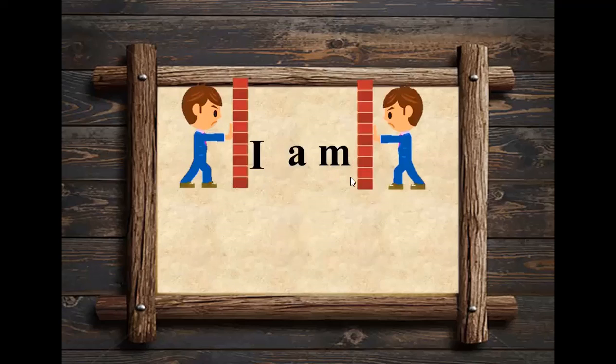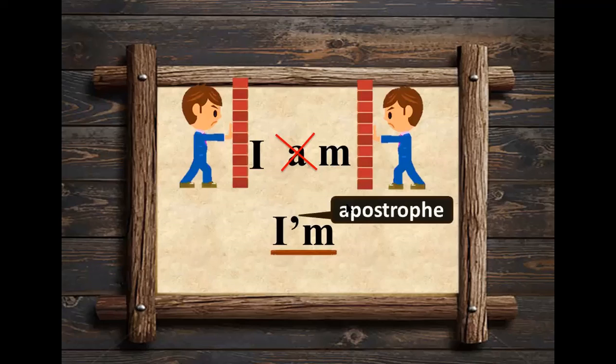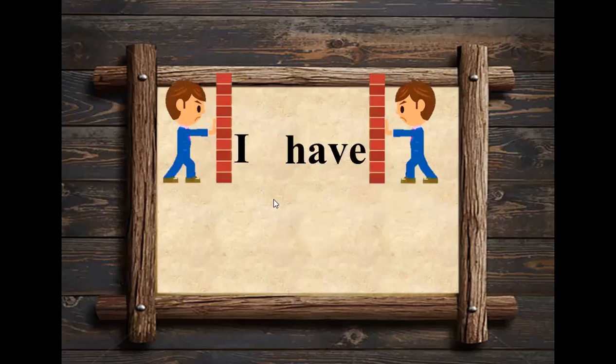I am. In order to join these two words and to make them short, we will have to remove the letter A from the second word, and we get the contracted word I'm. The place of the letter A is taken up by an apostrophe. Children, though we have contracted these two words to make them into one word, the meaning of the word never changes. Okay?